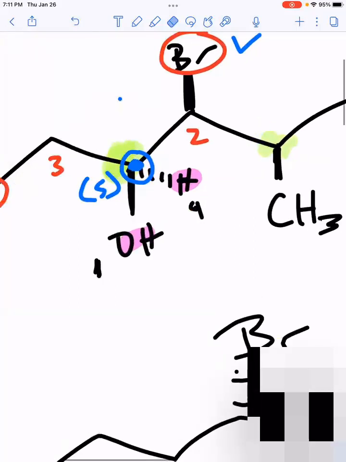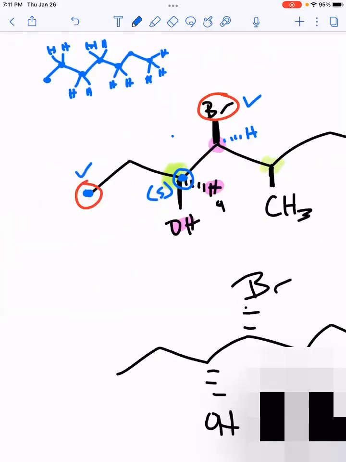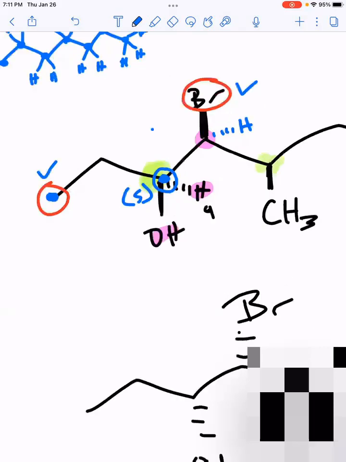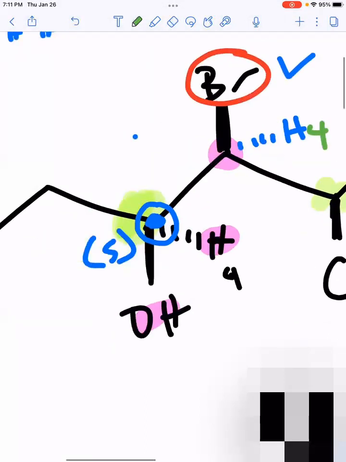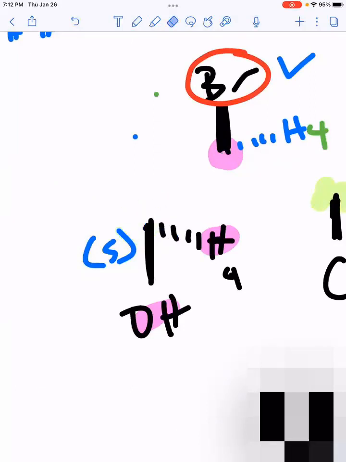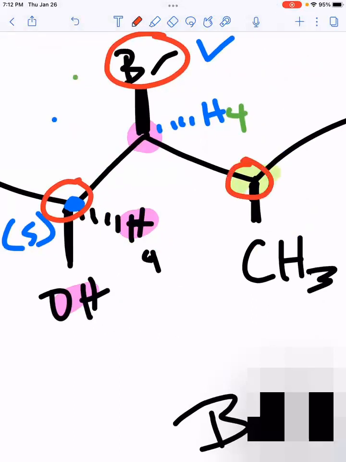So what about this stereo center right here? That carbon, because it is chiral. And there is a hydrogen going back. That's understood because that carbon is tetrahedral. So what's the highest priority group? We know the hydrogen is going to be the lowest priority group, so that's four. And then you have a bromine, you have a carbon. On the left side of that chiral center, you got a carbon and you got another carbon right here. So those are the other three groups in addition to hydrogen.